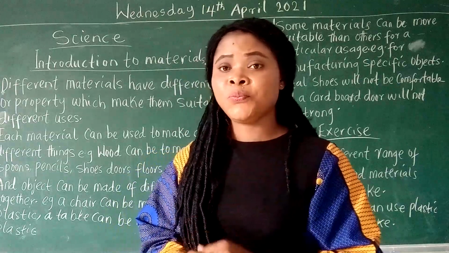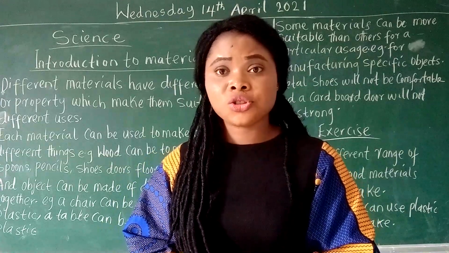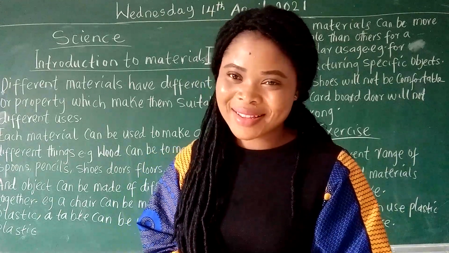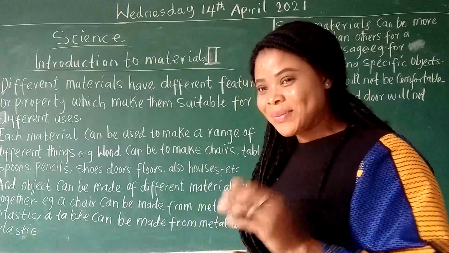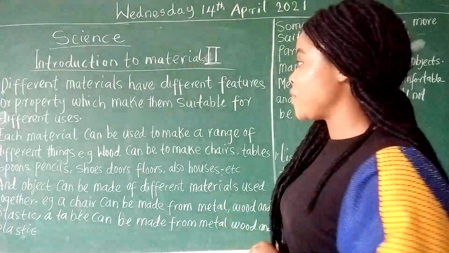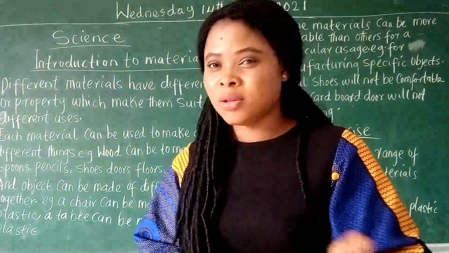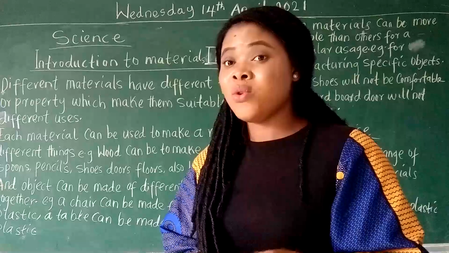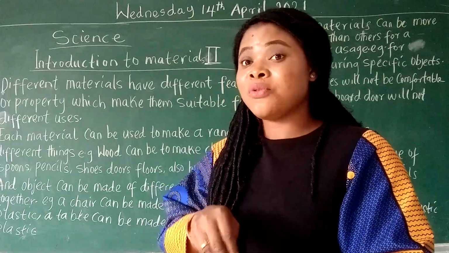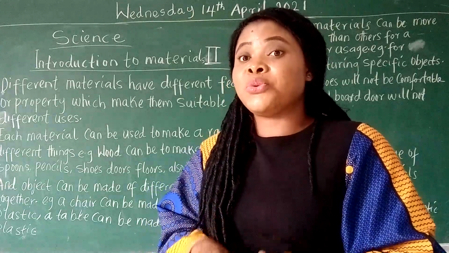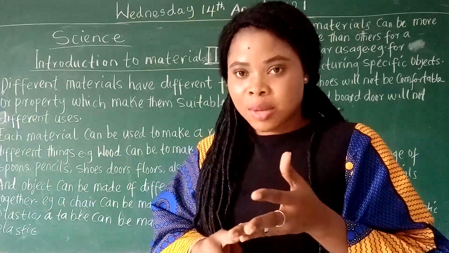So today we are going to understand what? Introduction to materials 2. So let's get going, kids. Follow me as we go. We said that different materials have different features or properties which make them suitable for different uses. For example, wood has its own property that makes it suitable to be used to produce chairs, tables.